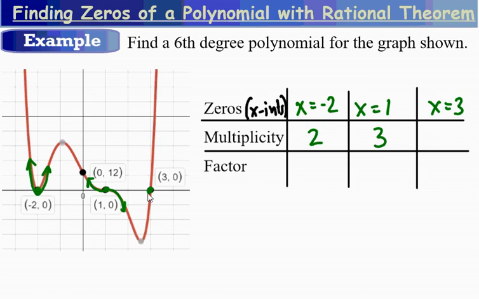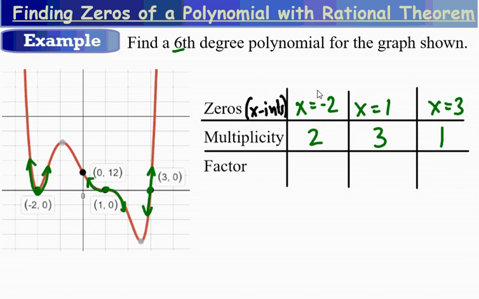And then around the 3, it goes straight through. That means it's going to act like a line, so a power of 1. If you look at all the multiplicities added up, 2 plus 3 plus 1 makes the 6. That's why it's a degree of 6. Now I'm going to use that to list what the actual factor must be.